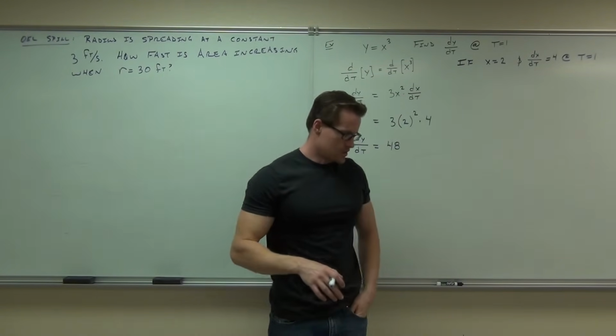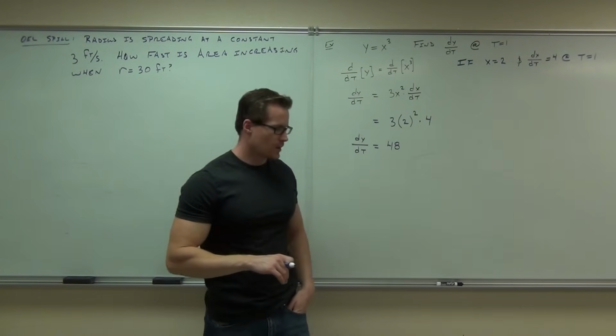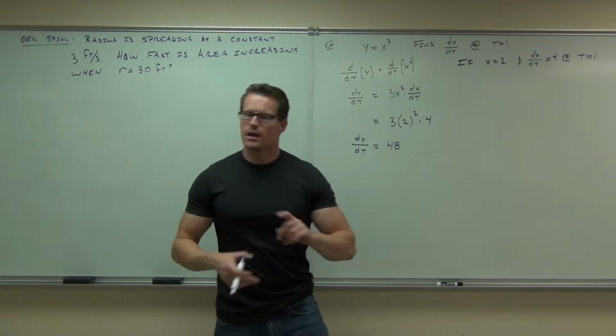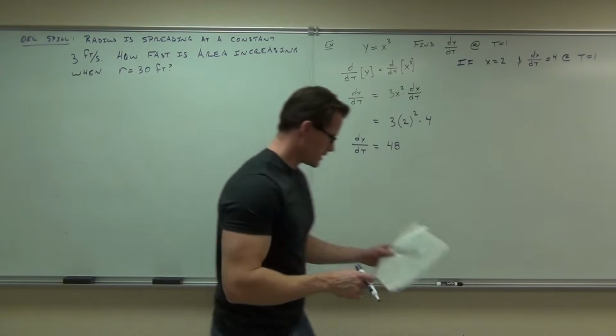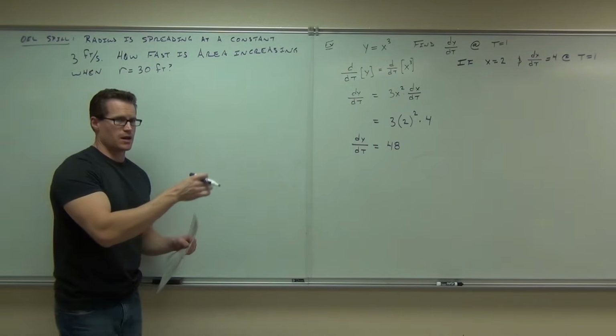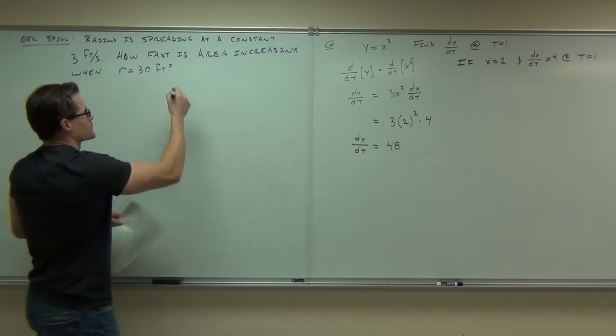How fast is the area increasing when the radius is 30? Here's what you do first. Number one, you assign some letters to take care of these things. So, firstly, we need this according to time, so we're going to pick T for time.